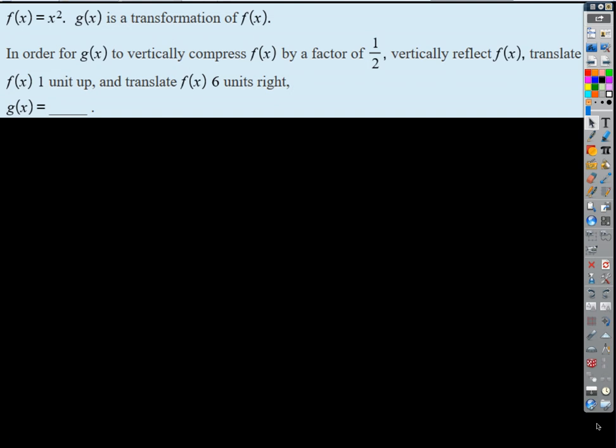Okay. So you guys can already do this, right? We've done stuff like this before. All we're gonna do today, this is just review. It's review and we're adding one parent function. We're moving into a unit where we're gonna talk about quadratic functions and we're gonna do algebra.